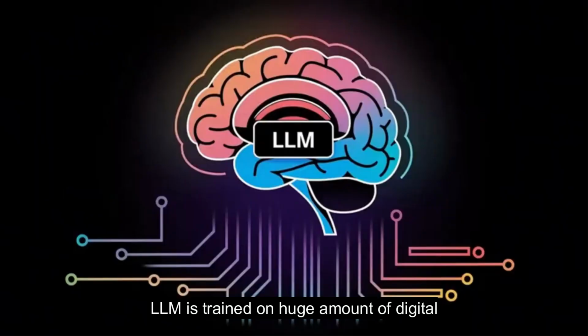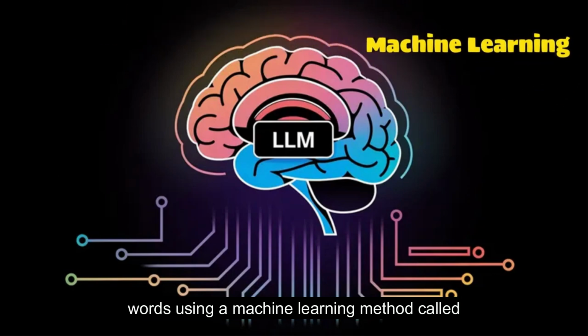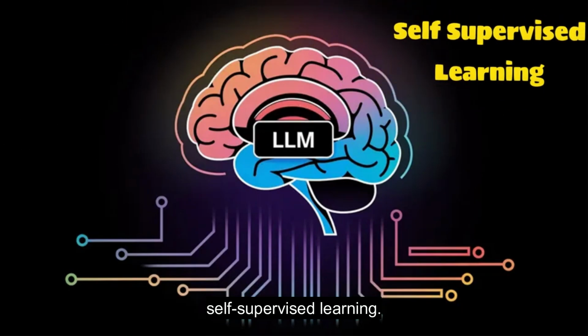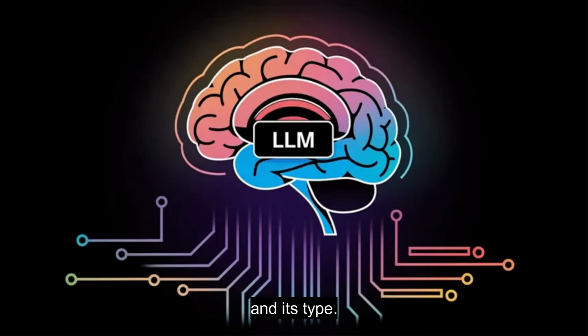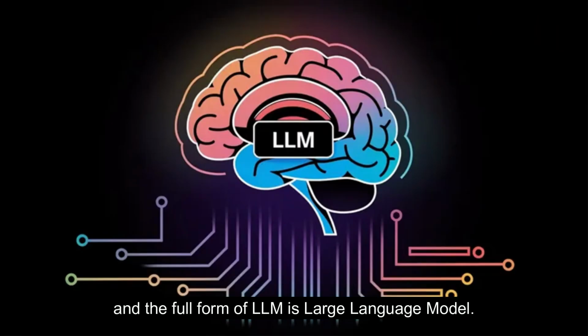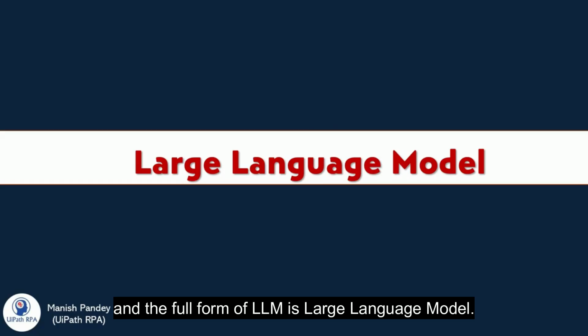Same way, an LLM is trained on a huge amount of digital text data, that is, from books, websites, articles, blogs, conversations, billions and billions of words, using a machine learning method called self-supervised learning. I hope you know about machine learning and its types. If not, I recommend you watch the previous video. And the full form of LLM is large language model.